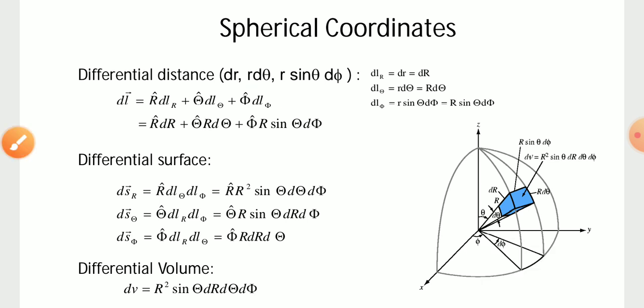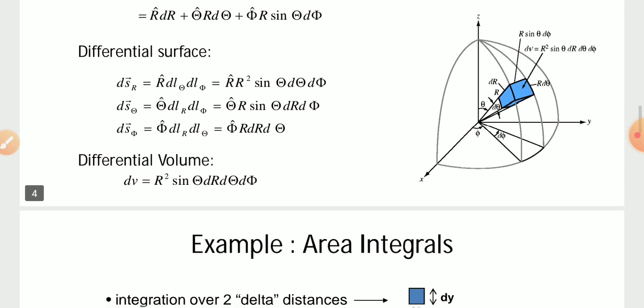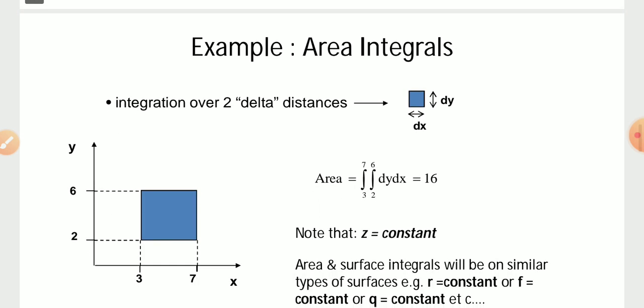So I think each and every one can understand what spherical coordinates are, and from there you can identify the formulation for the differential distance, differential surface and differential volume also. Now an example is given to you.